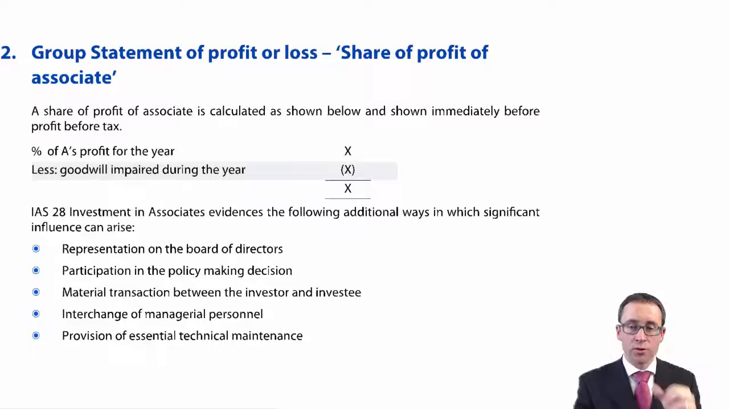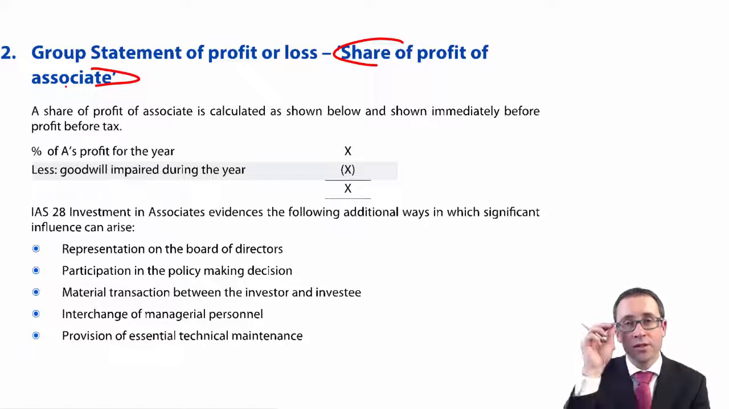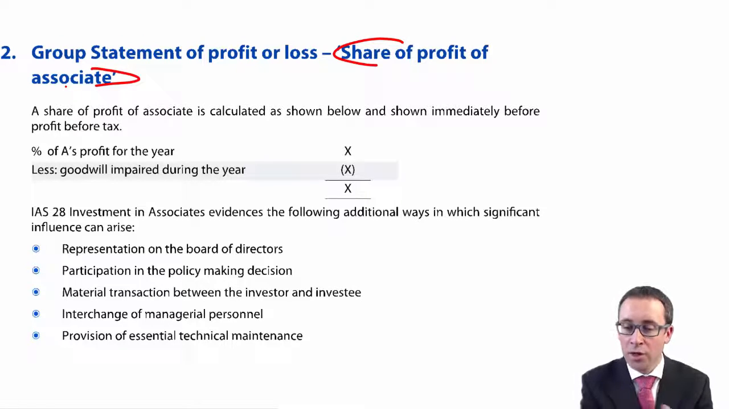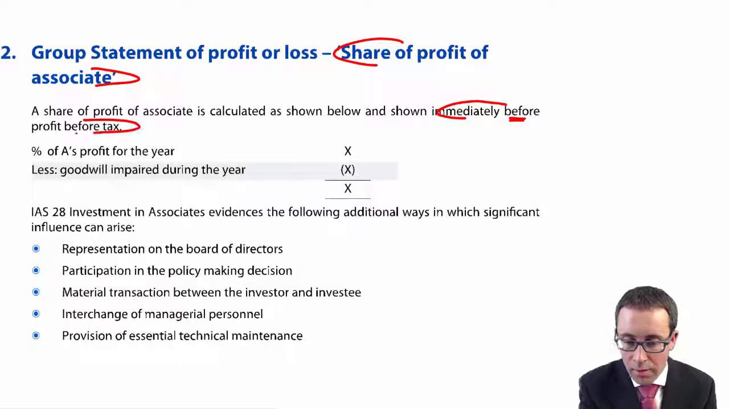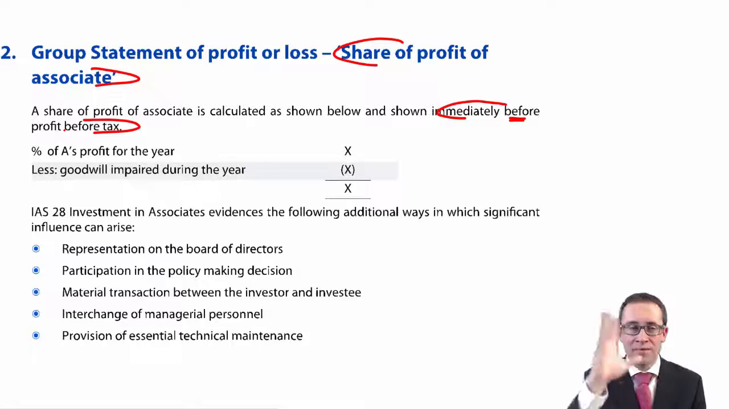In terms of the group statement of profit or loss, you put in, again, one line item that you equity account for as your share of profit of associates. Where do we show that? That is shown immediately before profit before tax. So it's part of the investing activities aspect, isn't it? You've invested in the associate, you will receive dividend income, etc., and that dividend income goes into investment income. So the share of profit of associate goes within that section, effectively immediately before PBT.